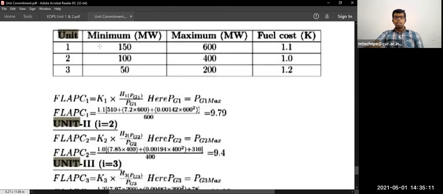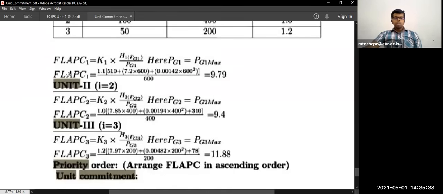So we have to substitute PG1 is equal to PG1 maximum. Here the minimum and maximum operating limits are given like 150 to 600 megawatt, 100 to 400 megawatt, 50 to 200 megawatt. So for unit 1, maximum is 600 megawatt. You have to substitute 600 megawatt over here, and you will get one answer for FLAPC 1. That is 9.79.